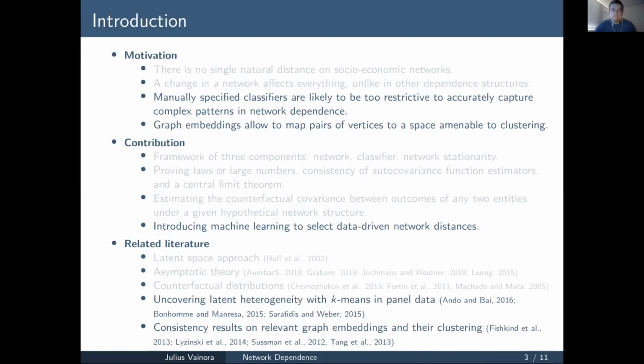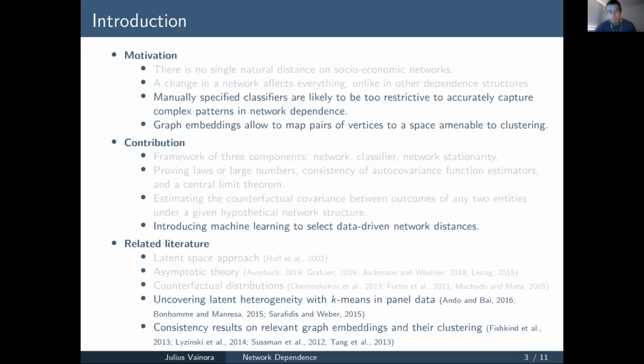And lastly, this distance that I call a classifier: in practice, we may choose something explicit, as I will give examples, like the length of a shortest path. And such manually specified classifiers or distances are likely to be too restrictive to capture those complex patterns of network dependence. But on the other hand, graph embeddings allow us to map pairs of vertices to spaces where I am able to cluster those pairs of vertices.